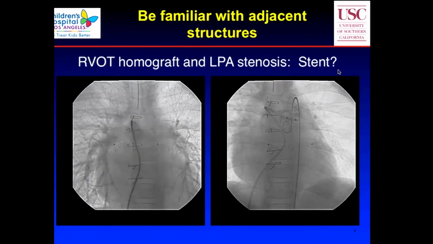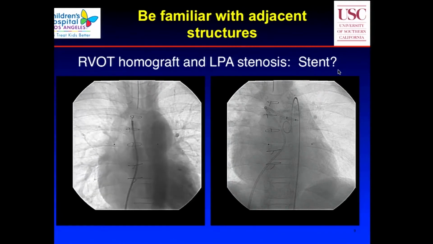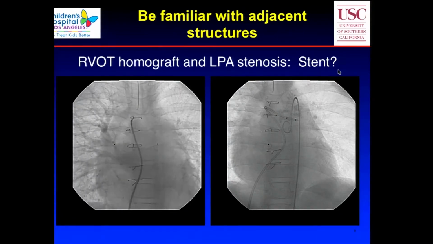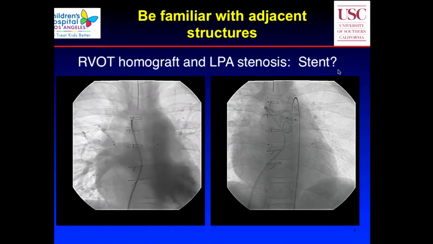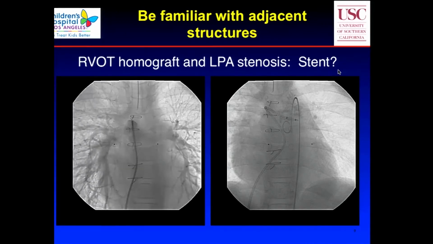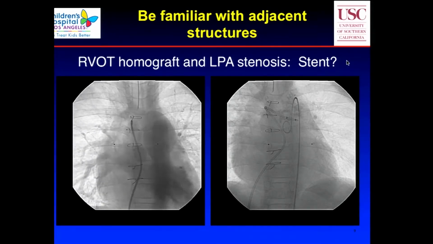So we have to be familiar with the adjacent anatomy. We don't see this too often, but sometimes we do. Here's a picture, a simultaneous injection of the MPA. You see the LPA drapes around the dilated aorta. So you're saying, okay, we're going to have to stent the LPA, but we have to make sure that the adjacent anatomy is actually adequate.